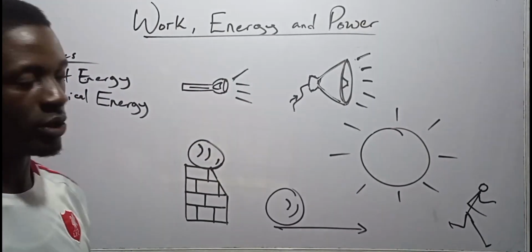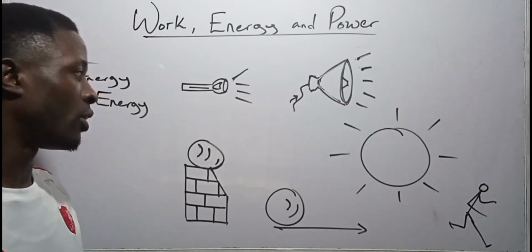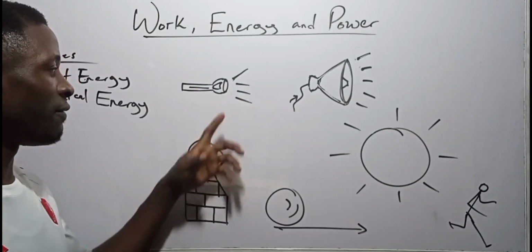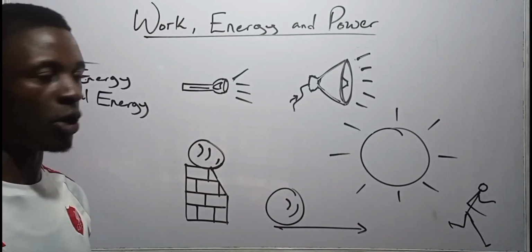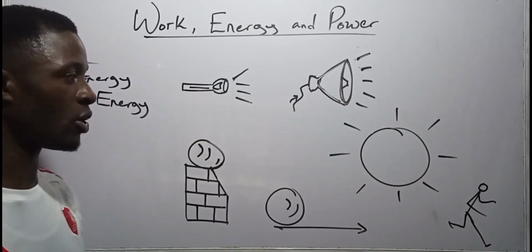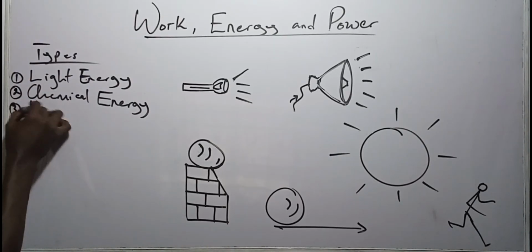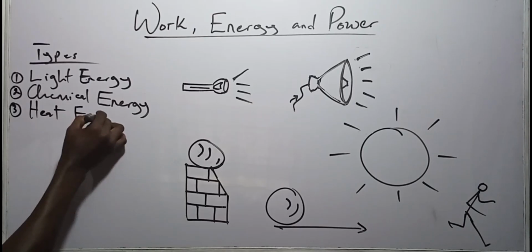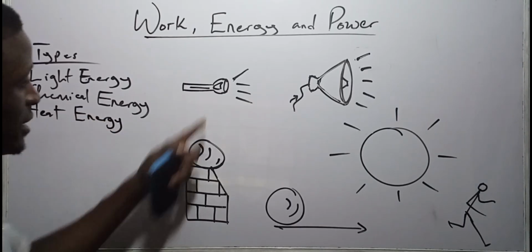But now let me ask you a question. When a flashlight works for a very long period of time, what do you think happens? The bulb that is giving out that light becomes a little bit hot. Now that heat that the light bulb develops after some time is called thermal energy, or you can call it heat energy. So that is that about the flashlight.